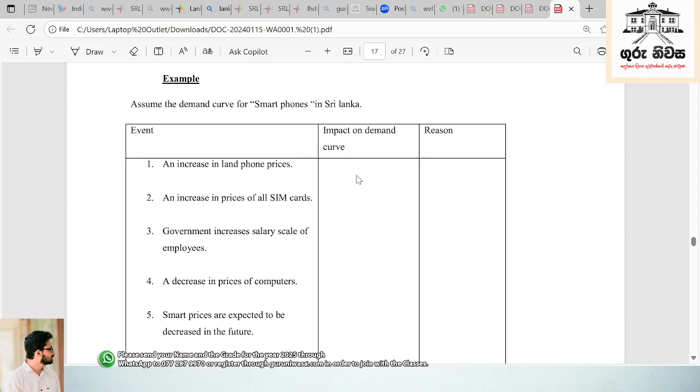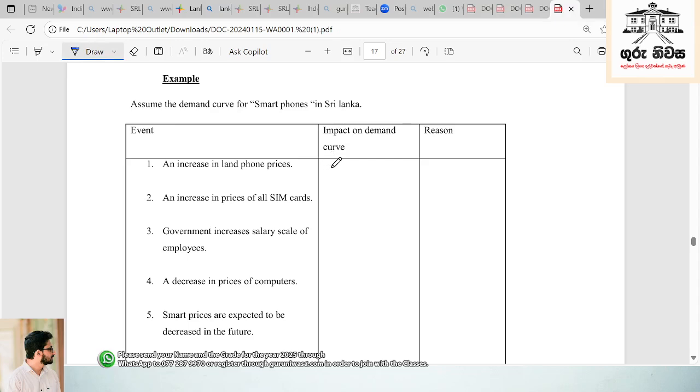Assume this is around 2005. There was a comparison between land phones and smartphones. Assume, Kalana, if land phones are too expensive, do people buy more smartphones or fewer smartphones? They'll buy more smartphones, right? Impact on the demand curve of smartphones: will it shift to the right side or left side? Right side. If demand increases, the demand curve shifts to the right side.